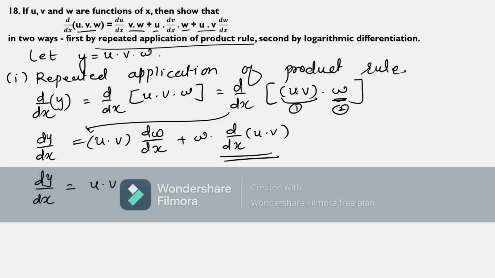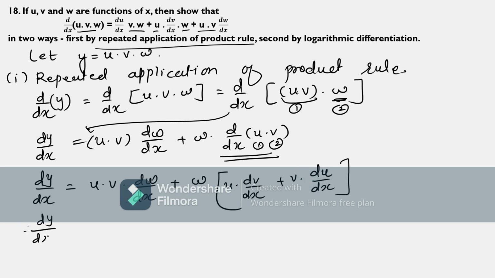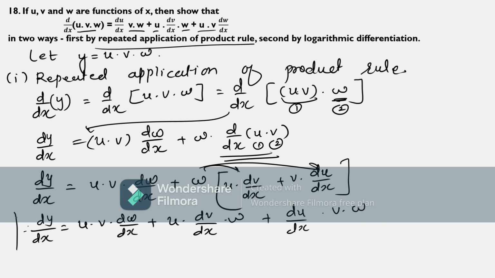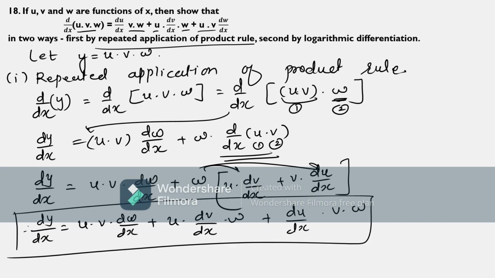So u into v into dw by dx, plus w as it is, but here again I can apply the same rule: first quantity as it is, dv by dx, plus second quantity as it is, du by dx. And that is how dy by dx is equal to u into v into dw by dx, plus u into dv by dx into w, plus du by dx into v into w. I have just opened the bracket and written it in the manner they want. So that is the answer, what we needed to prove.